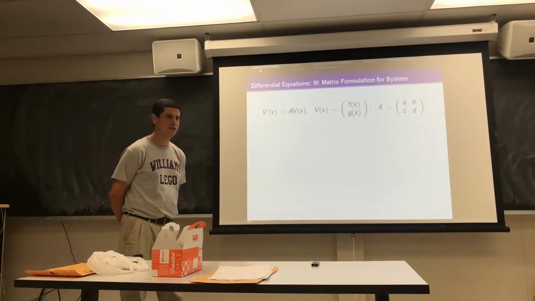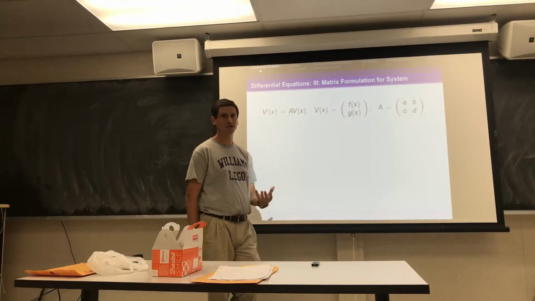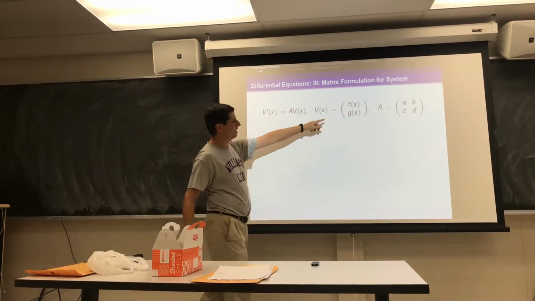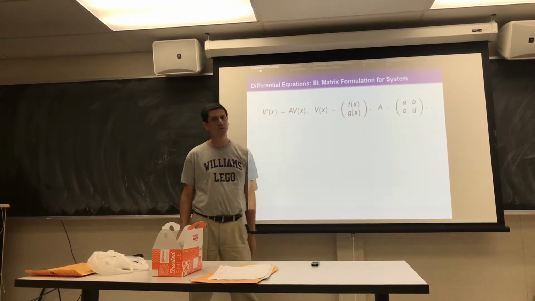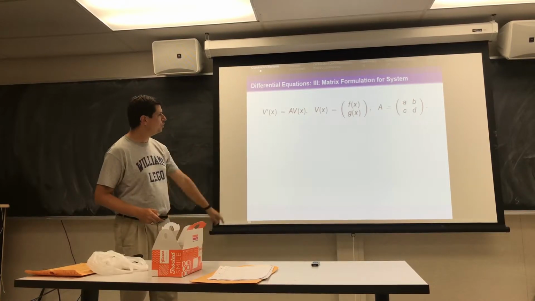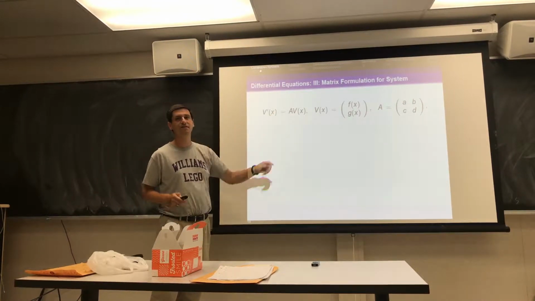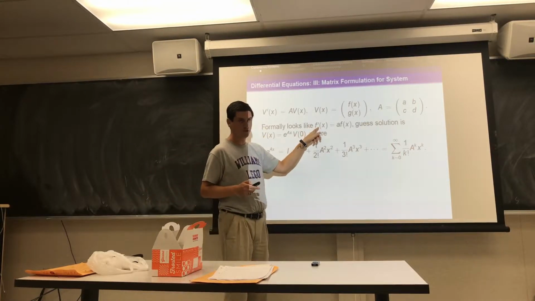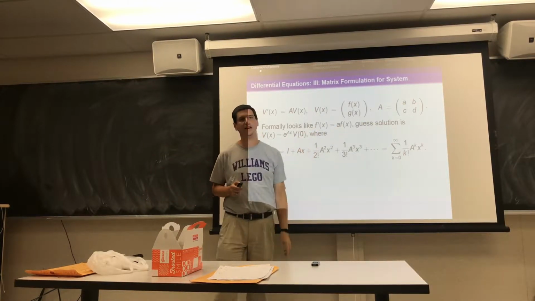Let me write this in a nice way, similar to how we did the Fibonacci's. We can do this with matrix form. So my vector will be f of x, g of x. My matrix will be a, b, c, d. And then I get the equation v prime of x is A v of x. So this looks a lot like what we just saw before. f prime of x equals a f of x.